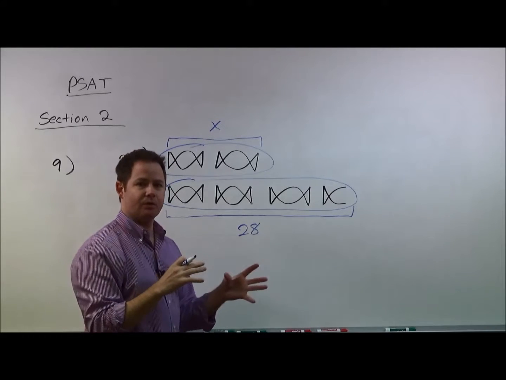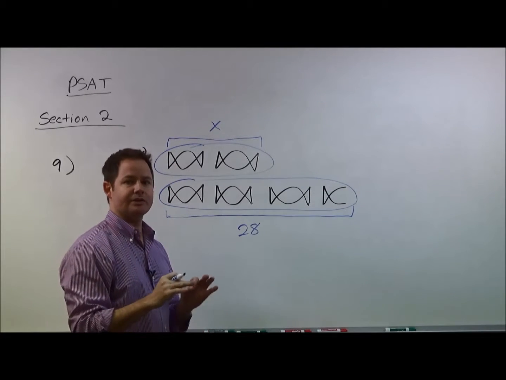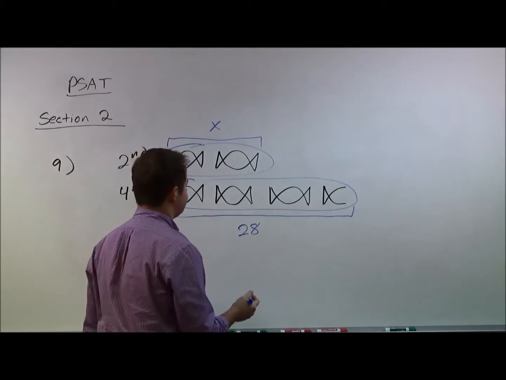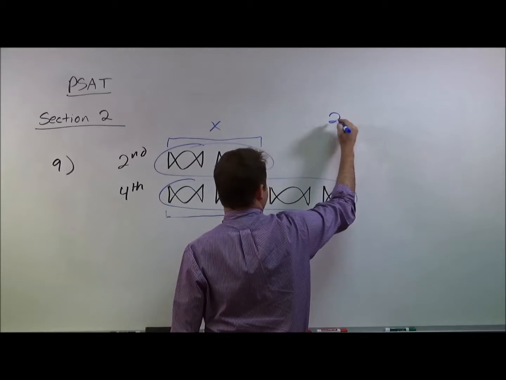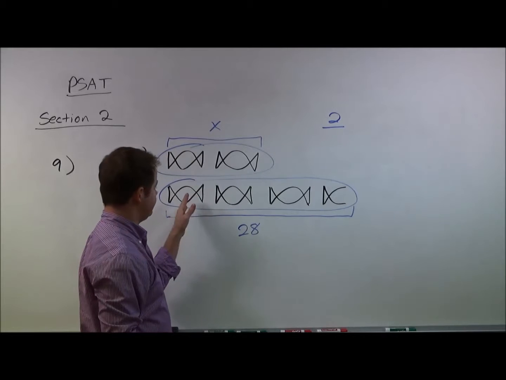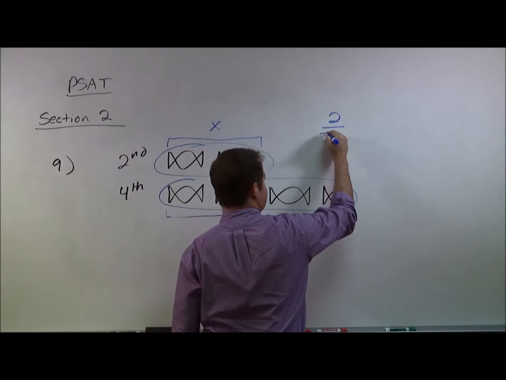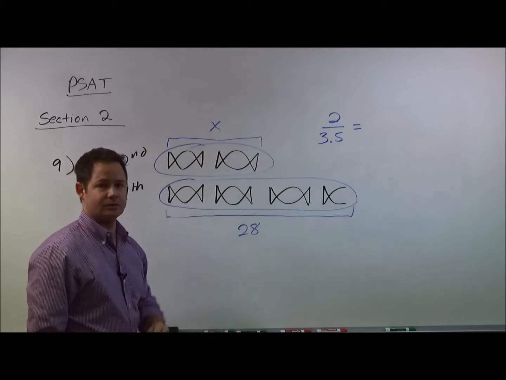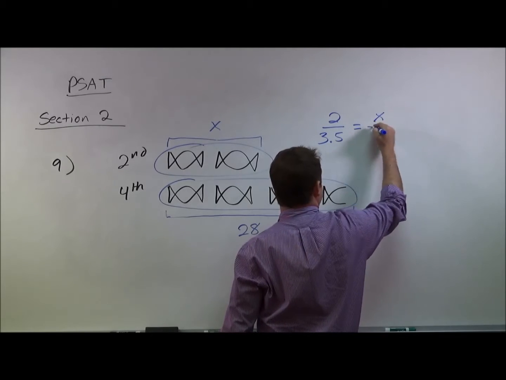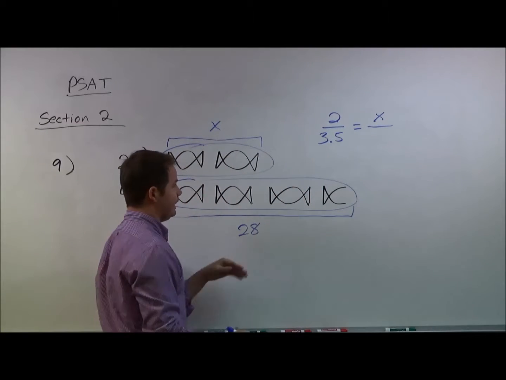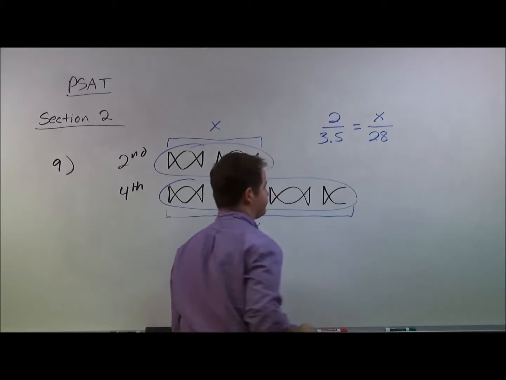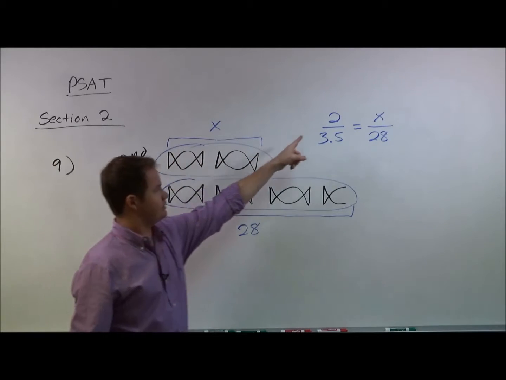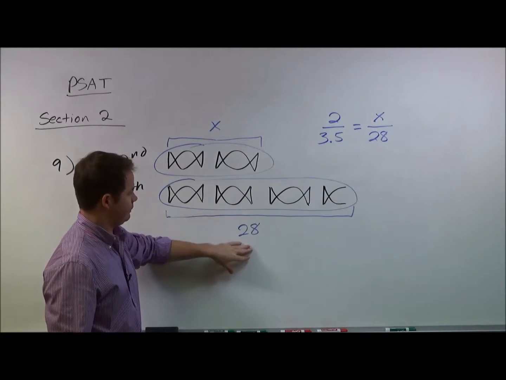And it doesn't matter the order that you list the items in your proportion, as long as you make sure you line up the corresponding units. So here, for example, we can say that 2 pieces of candy for the second graders is to 3.5 pieces of candy for the fourth graders, as X, the actual number of candy sold for the second graders, is to 28 for the fourth graders. So here, really what we're doing is saying, okay, I know that 2 goes with X, and I know that 3.5 goes with 28.